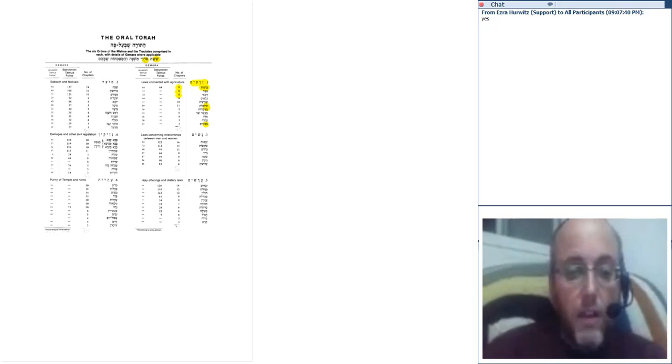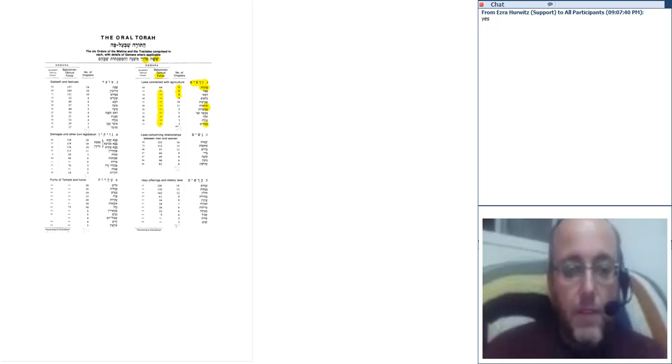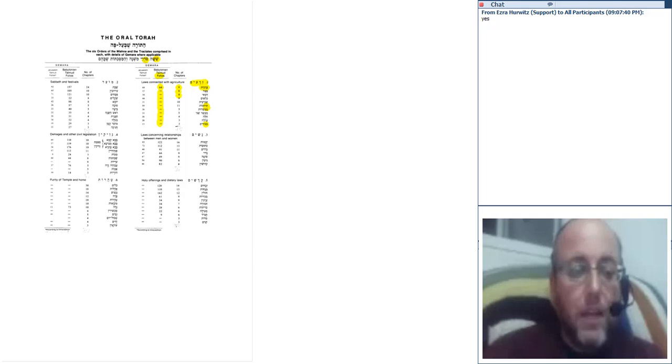Now you'll see here that in Seder Zrayim, only Brachot has commentary of the Gemara. Most Masechtot, most tractates, have Gemara commentary, but not all. There are a few cases, most pronounced here in Zrayim, of tractates that have no Gemara commentary in the Bavli.